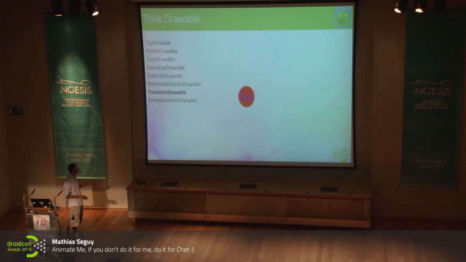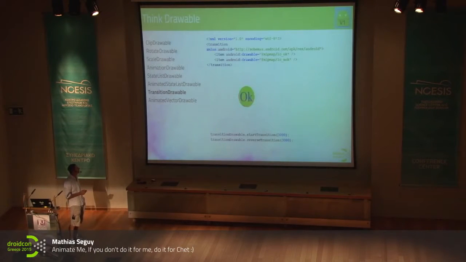We have the transition drawable, which has been here for a long time. It's the same as the other: you create a file in your drawable folder, you give the item at the beginning and the item at the end, and you can start the transition or reverse the transition, going from one state to another state. And this is a really cool feature when, for example, you are waiting for an answer from your server. You just change your drawable to say, okay, I have the answer, we can continue. Okay, for example, I'm storing a file on the server or stuff like that.